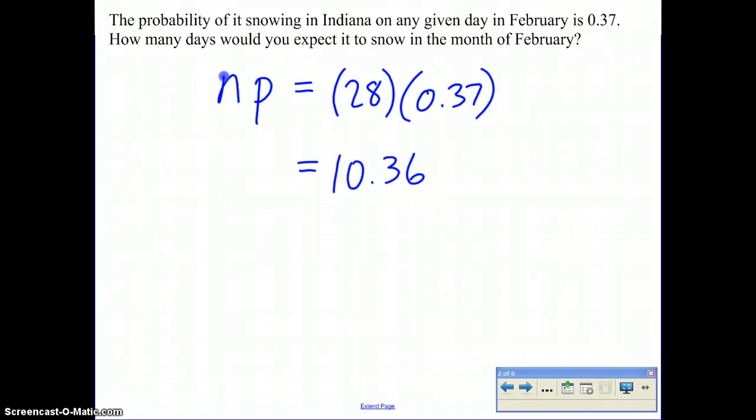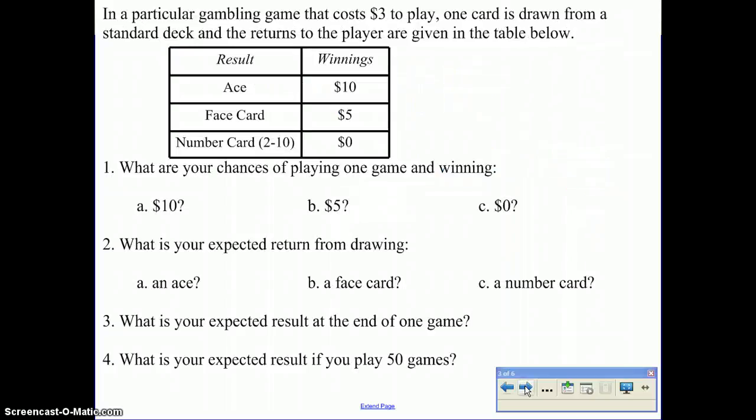Now, that doesn't really answer the question. How many days would you expect it to snow in the month of February? Well, if it's 10.36, we would expect it to snow, or round appropriately, on 10 of those 28 days. Okay? You've already been doing this in the past. This should be nothing new or surprising to you. But let's now look at a slightly more complicated scenario.